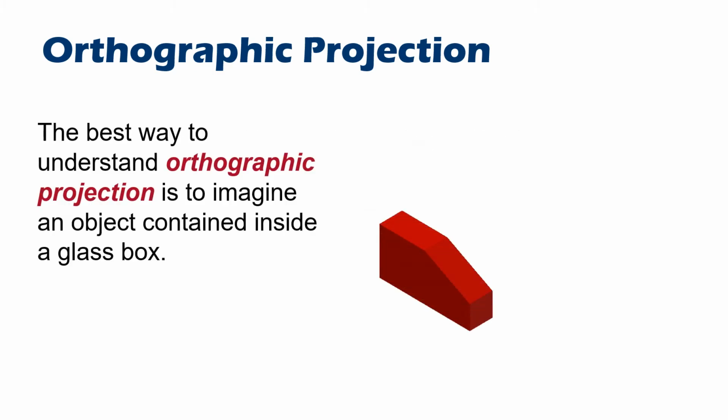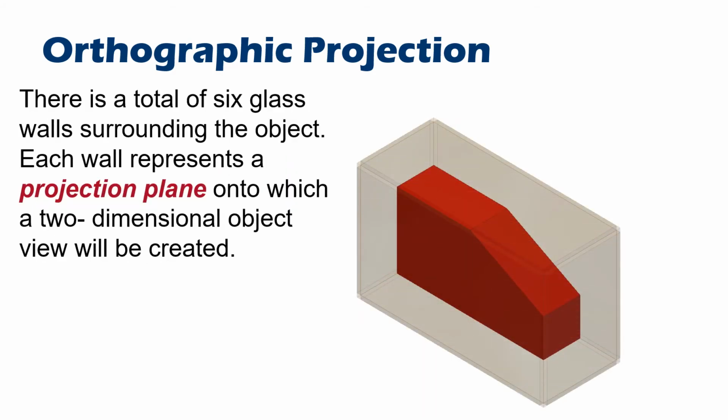The best way to understand orthographic projection is to imagine an object contained inside a glass box. This is what they started with that animation a few slides ago. There is a total of 6 glass walls surrounding the object. Each wall represents a projection plane onto which a two-dimensional object view will be created.